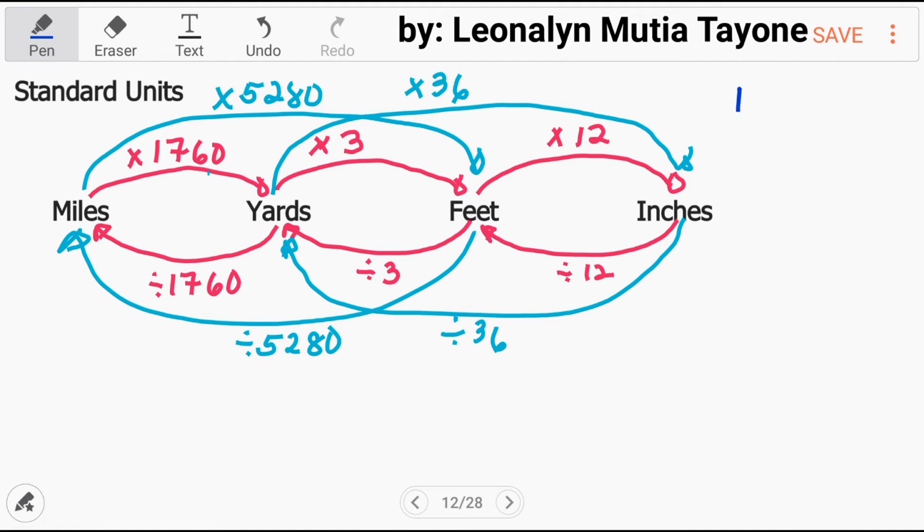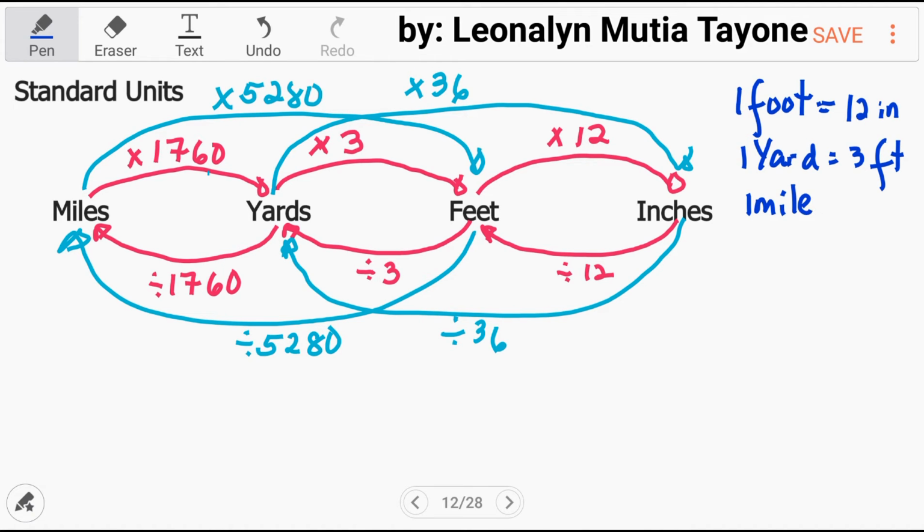Then, isulat din natin dito, 1 foot, depende lang kung anong klaseng paraan ang gusto nyo. 1 foot is equals to 12 inches. Then, 1 yard is equals to 3 feet. And 1 mile is equals to 1,760 yards. Now, example number 1.